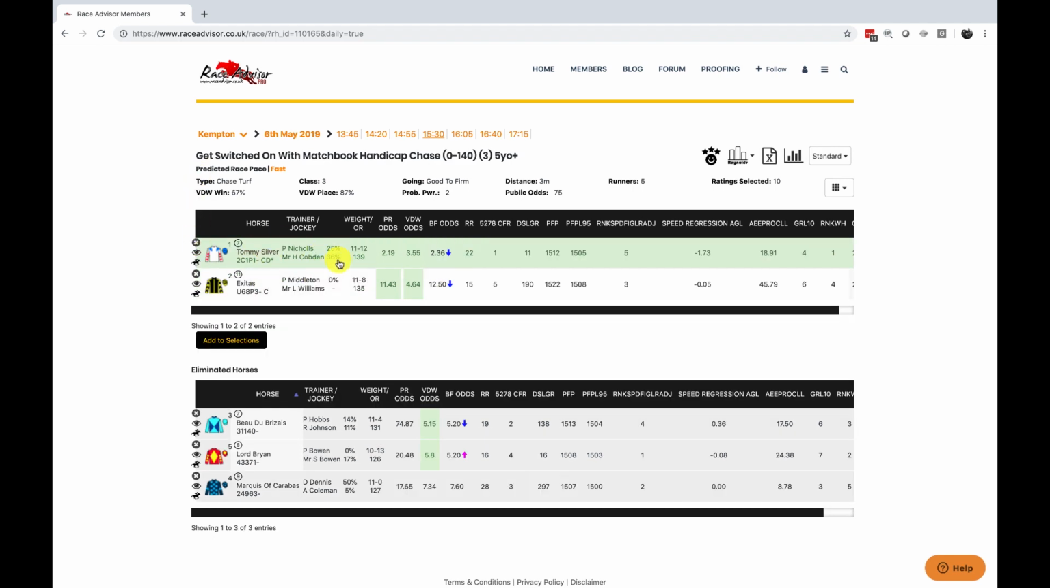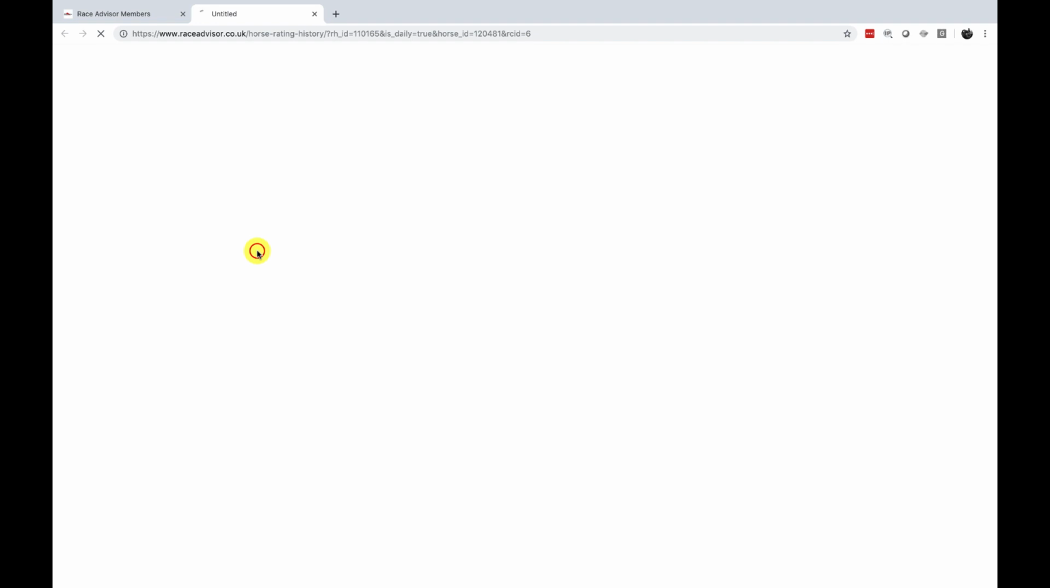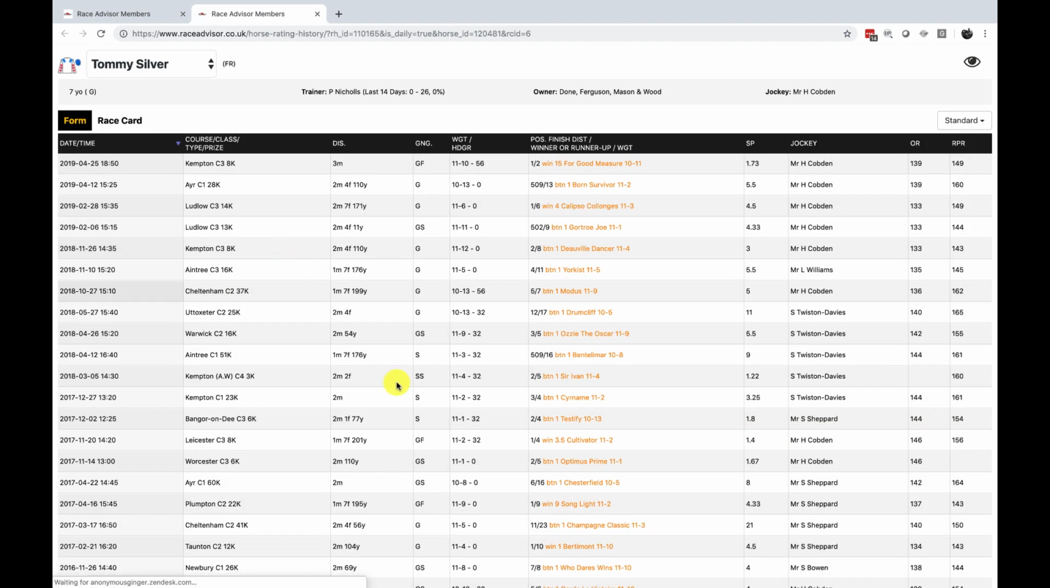The strongest horse looks to be Tommy Silver. Had the most positives and the least negatives. It's the favourite in the market, but it is offering value based on our PR odds column. If I unclick the horse, you can see that the PR odds column is green, showing the odds are offering potential value. There was a bit of concern over the speed in the race, so I'm going to click on the horse's name and have a quick look at its history. We can see here it won a race over 3 miles on the 25th of April.